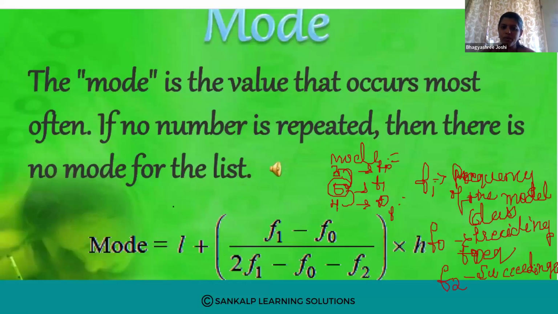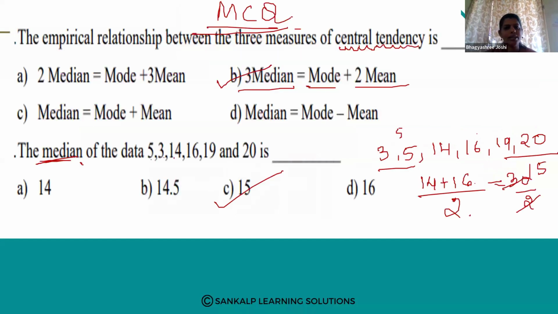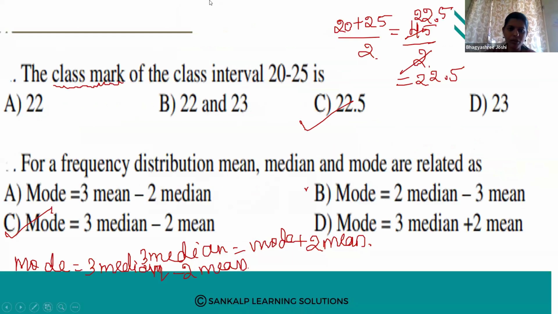And mode means what? It is the most repeated value, or you can say it is the highest value. So L plus (F1 minus F0) divided by (2F1 minus F0 minus F2), into H. This is the formula to calculate mode. Next is median. Median means what? The median is the middle value in the list of numbers. Median is equal to L plus ((N by 2 minus CF) divided by F) into H. Here H is the class size.